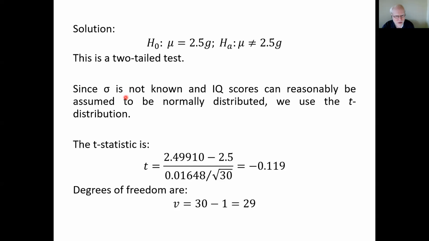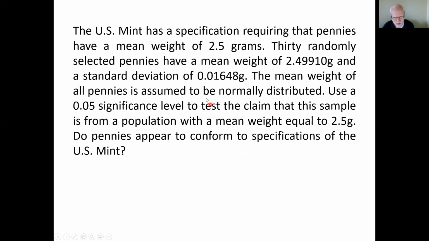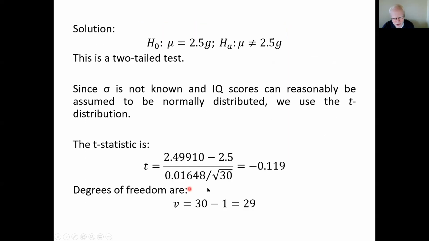Since population standard deviation is not known, and sorry, this should be IQ scores, this should be weights, penny weights, can reasonably be assumed to be normally distributed, we use the t distribution. So the t statistic is 2.49910 minus 2.5, so our sample mean minus the null hypothesis population mean, divided by our sample standard deviation divided by the root of our sample size. And we end up with negative 0.119. So this is our test statistic.